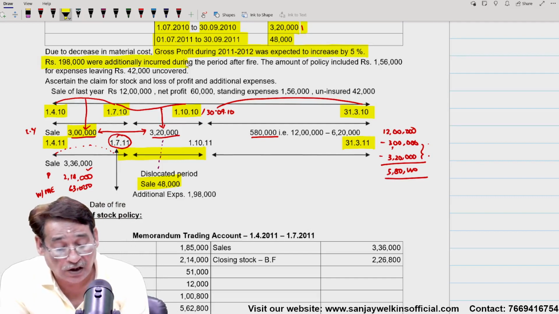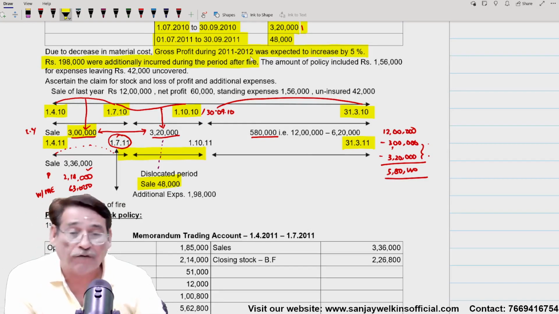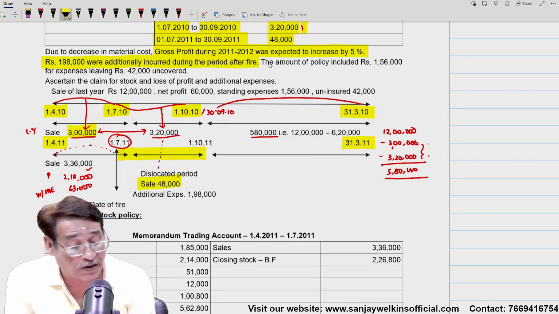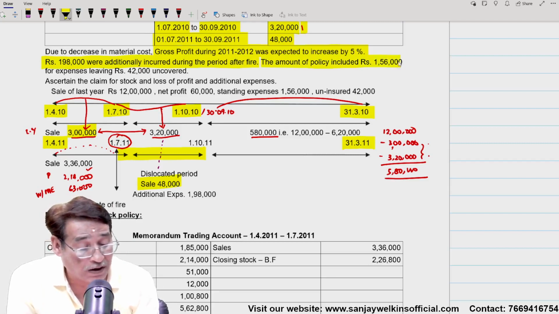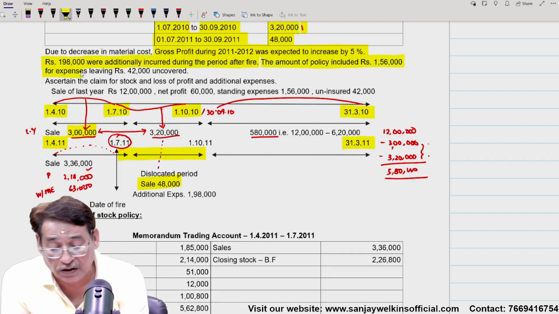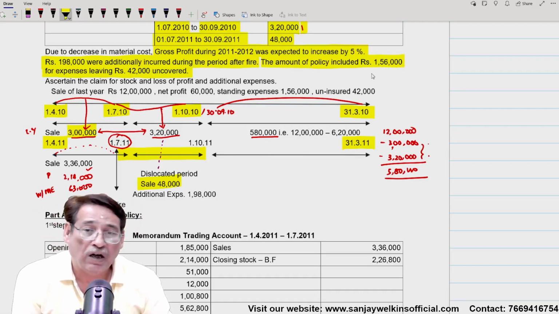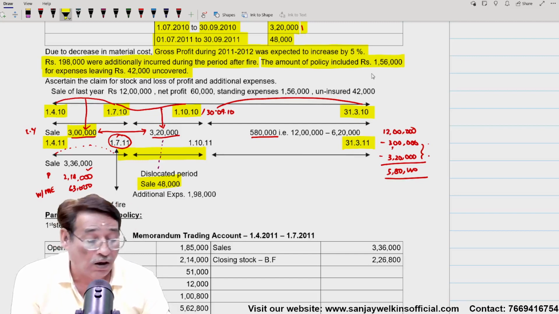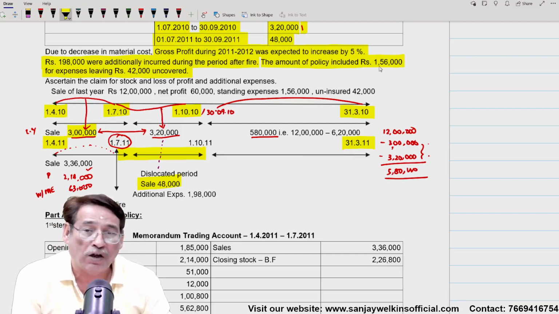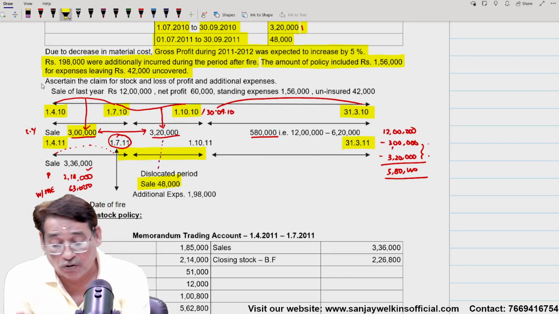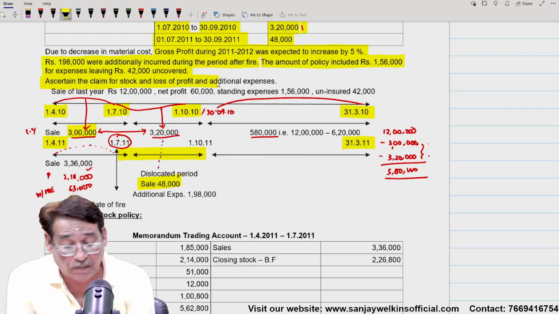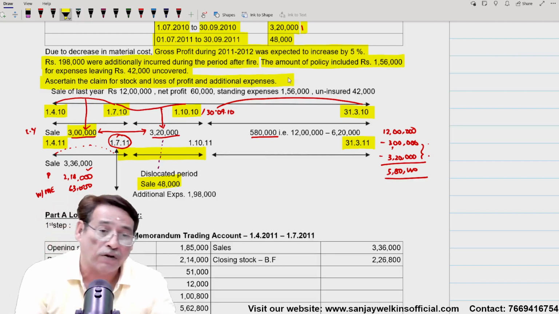1,98,000 were additionally incurred during the period after the fire. Additional expenses are also given. Policy amount included 1,56,000 for expenses, leaving 42,000 for uncovered expenses. 1,56,000 is your policy amount. Is it clear to you or not? But this policy amount will not include uncovered expenses of 42,000. Now question says that ascertain the claim and loss of profit policy.